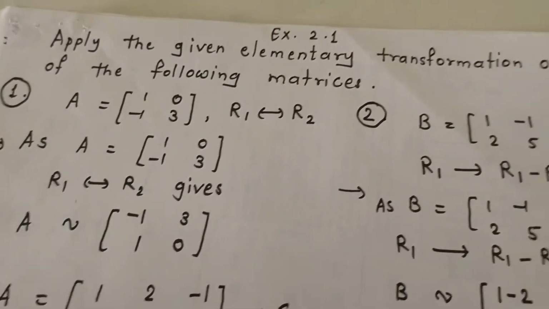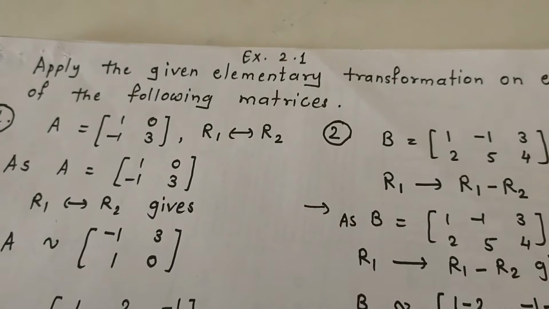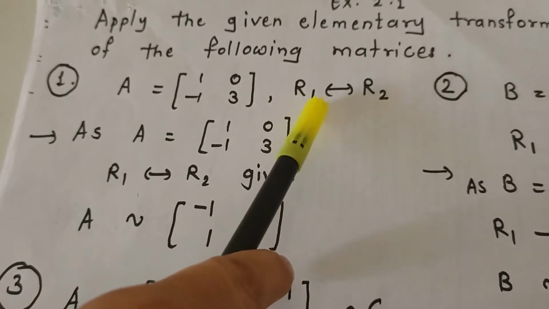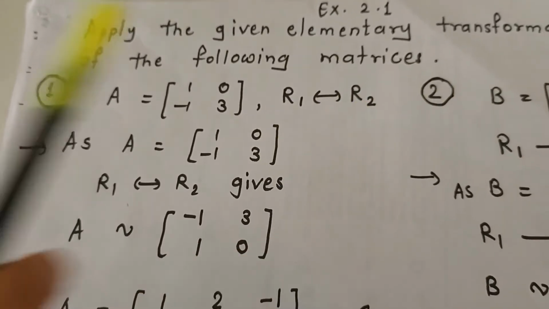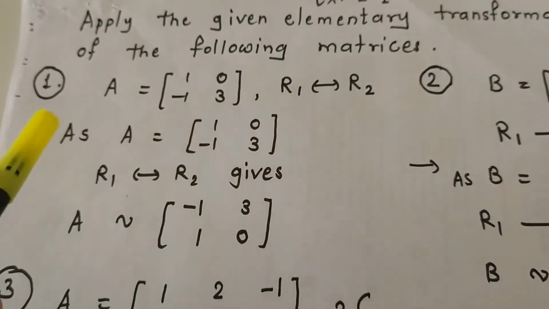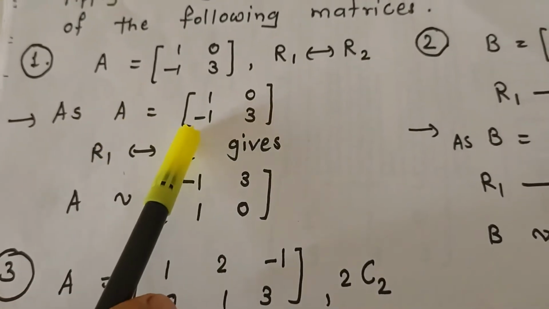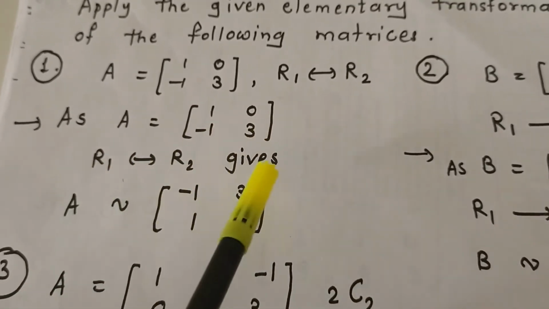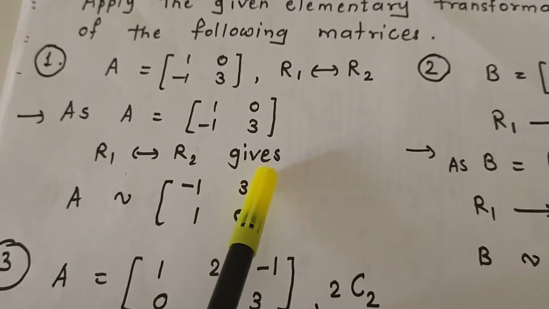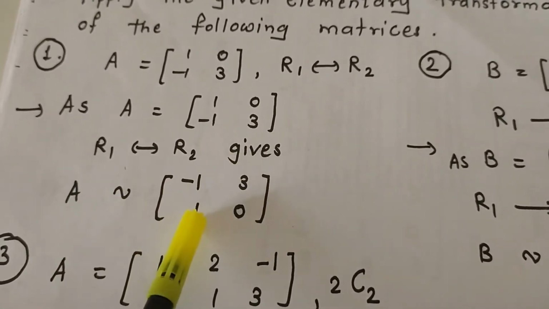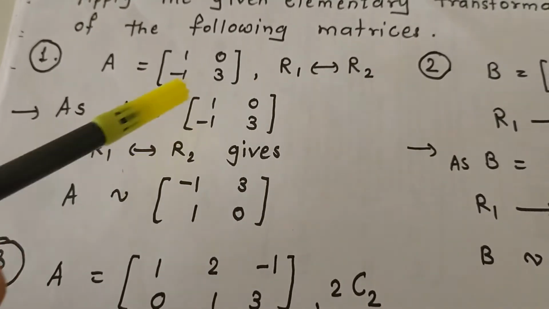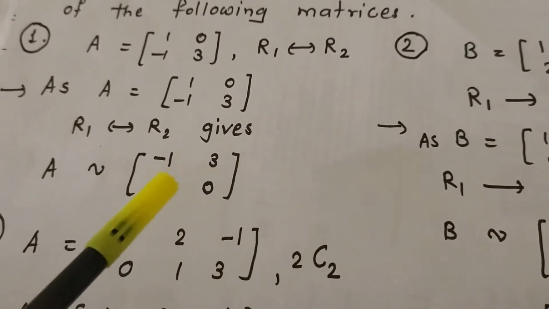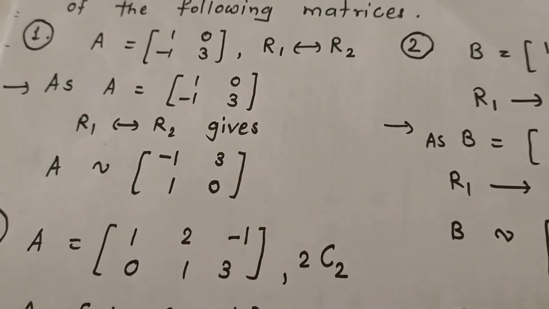Apply the given elementary transformation on each of the following matrices. Starting with the first example, if A is a matrix and the given transformation is interchange of R1 and R2. So in the solution, first write the given matrix and the given transformation. By applying this transformation, interchange of R1 and R2 gives a new matrix. So write the second row in place of the first row and write the first row elements in the second row. In this way.